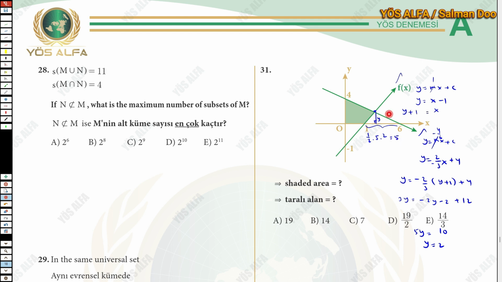For the area of the larger triangle, the base is 6, height is 4, so we have half base times height. It's 12. The shaded area is the difference between the two areas. 12 minus 5 is 7.